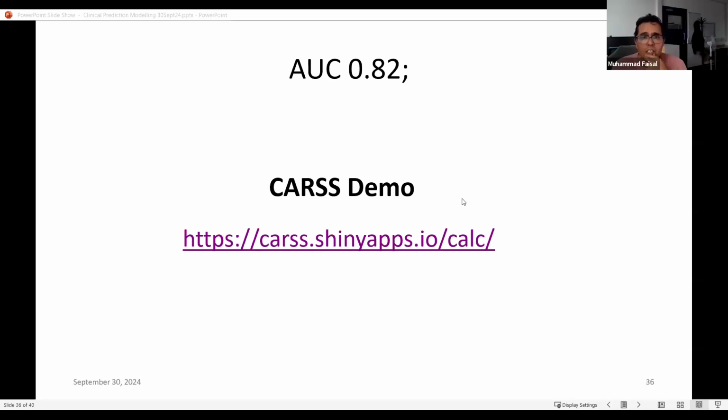Let me go back to my slides. Yeah, so that is essentially what we are aiming for. With this model, we have an area under the curve of 0.82. Remember, if this is near 1, it is really good. If it's 0.5, it is rubbish. And anything above 0.8 is eligible for clinical settings.